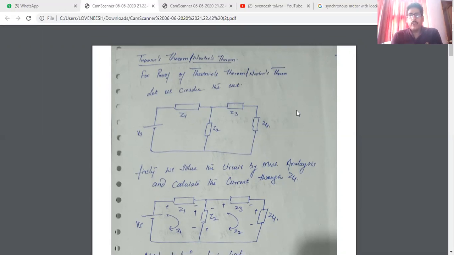But in case of Norton's theorem, there is a different SOP. We are using a different technique. There are different types of steps involved for solving Norton's theorem. You can watch this video and try to understand the concept behind Norton's theorem.